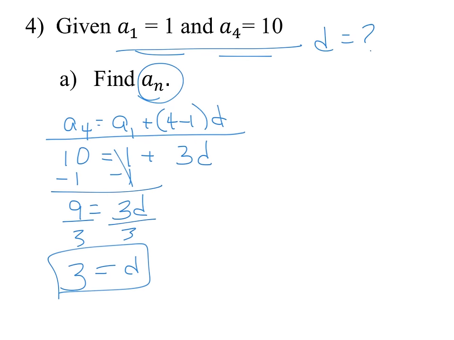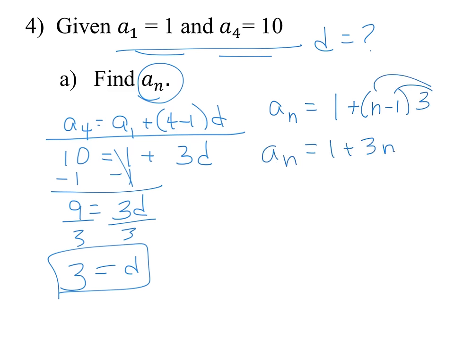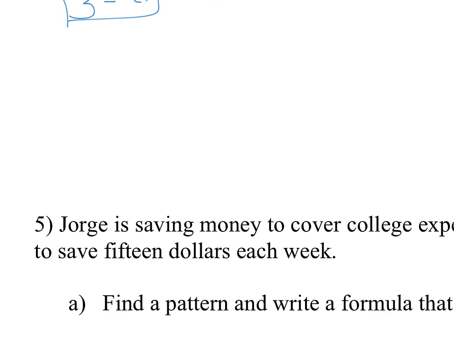So you have your d. Can you then plug it into the explicit formula? I want a sub n, so n doesn't have a number, it's just staying as n. My first term is 1, so it's n minus 1 times the common difference. Distribute in, and combine like terms. I'm going to write it like a line with the slope first, and it's 3n minus 2. Okay, so now I could find any term that I wanted at all.